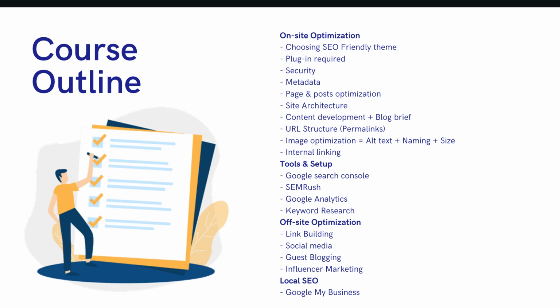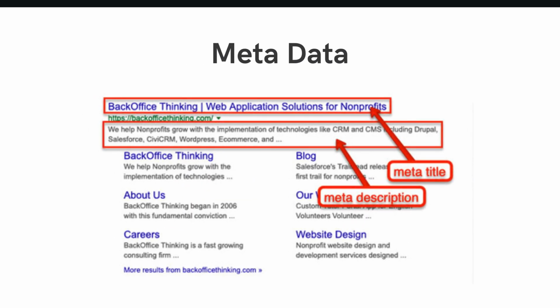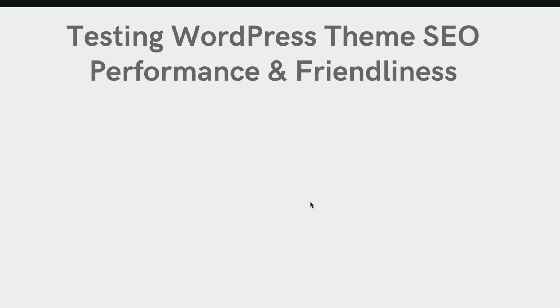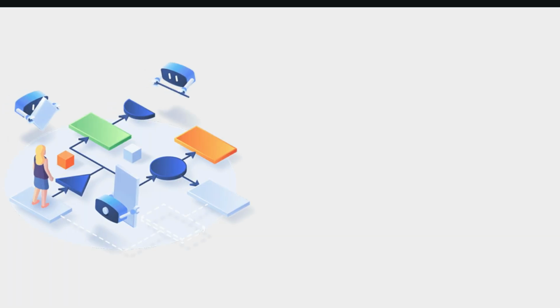And then metadata. By metadata, I think I have an example here to show you. This is your metadata. Metadata is your title, the meta title or title tag, and then the meta description, and how you can set that up. That's one of the things that you're going to learn in this course.